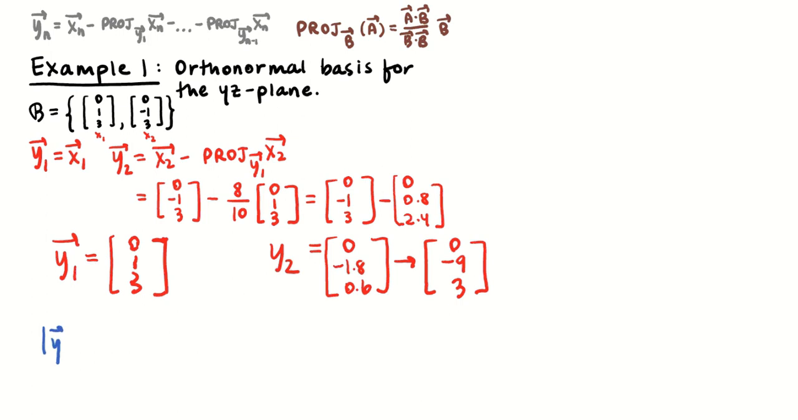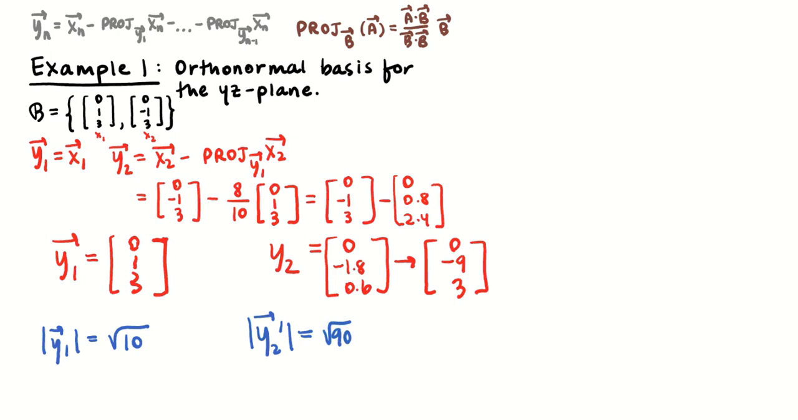Well, the length of y1 equals the square root of 10. And the length of y2, or really y2 prime, I guess, because I changed it a little bit, is going to be the square root of 81 plus 9 is 90. And see, that'll be much easier to work with.